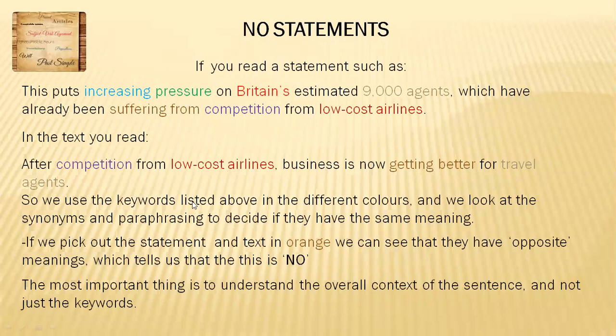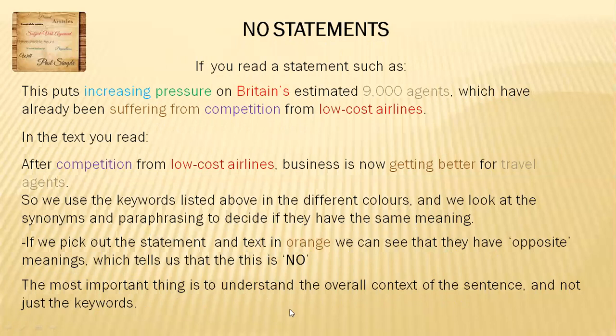So we use the keywords listed above in the different colours, and we look at the synonyms and paraphrasing to decide if they have the same meaning. If we pick out the statement and text in orange, that should be orange, don't know why it's not, we can see that they have opposite meanings, which tells us that this is no.